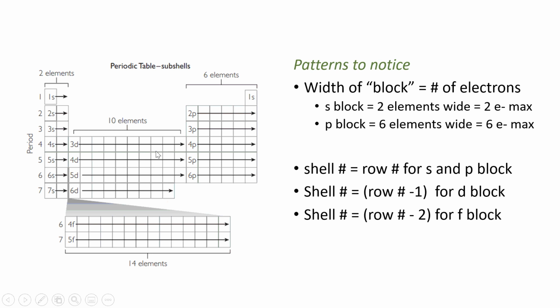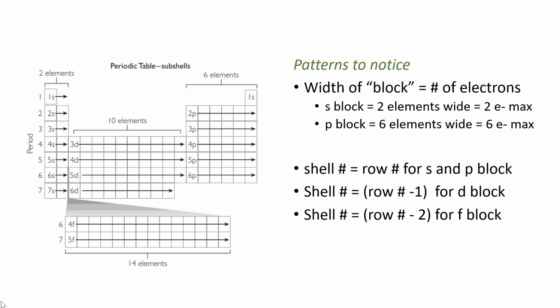So the 2 main patterns you want to notice, one is that the width of the block is the number of electrons. So we refer to this over here as the S block, and notice that it is 2 elements wide, and S subshells can hold 2 electrons. Over here, the p block is 6 elements wide, and then we know that p subshells can hold 6 electrons. And then here in the middle, the d block is 10 wide, it can hold 10 electrons, and the f block is 14 wide, it can hold 14 electrons.